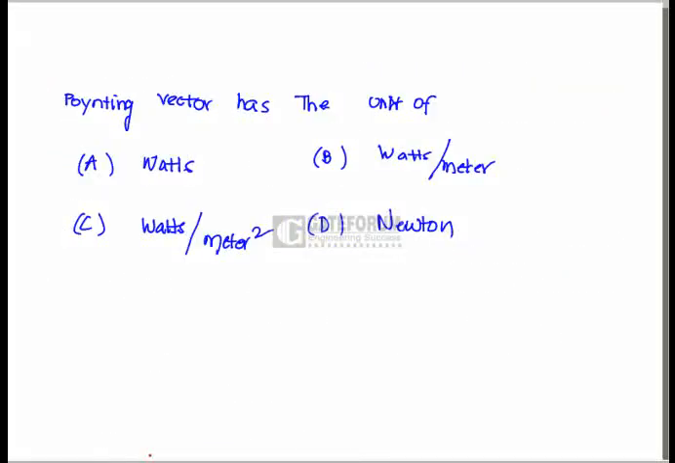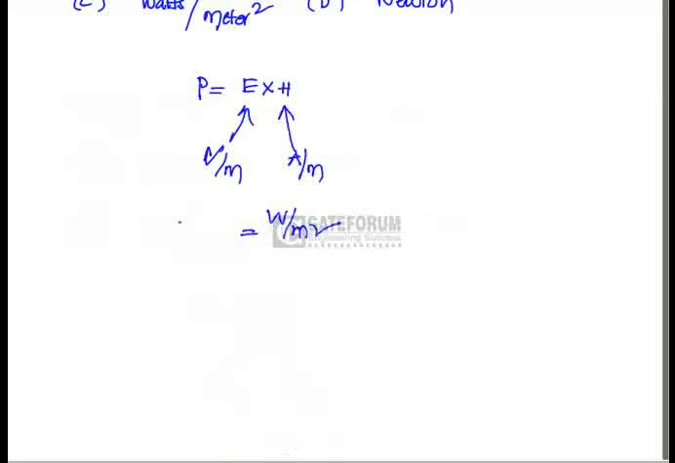Question is, Poynting vector has the unit of, option A watts, option B watts per meter, option C watts per meter square, option D Newton. Here we know Poynting vector is nothing but E cross H. The unit of electric field is volts per meter, whereas the unit of magnetic field is amps per meter. Hence, the Poynting vector has the unit of watts per meter square. Hence, option C is correct.